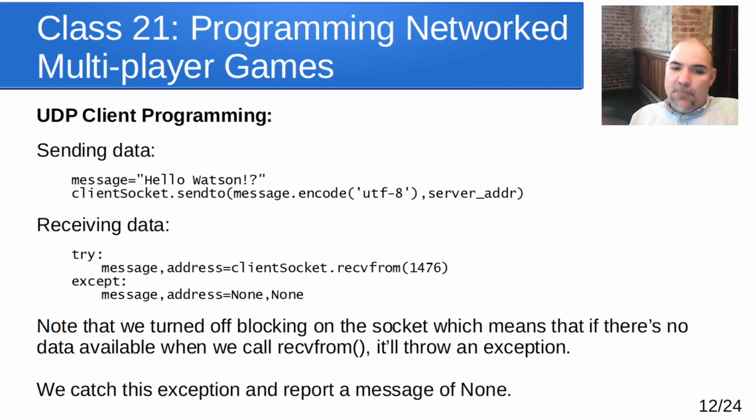We're catching that and then putting None in there. So we catch the exception, report a message of None, report an address of None. In other words, if I get something after this block of code and message is something other than None, I got a packet that came in, a datagram that came in from the other end.